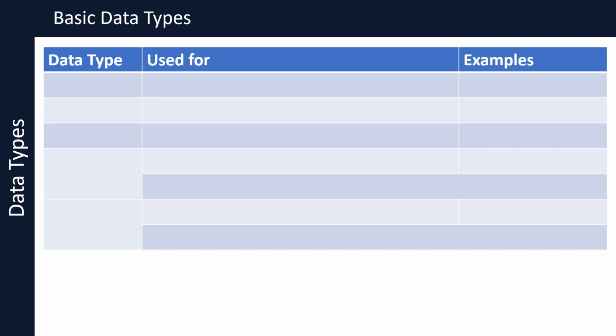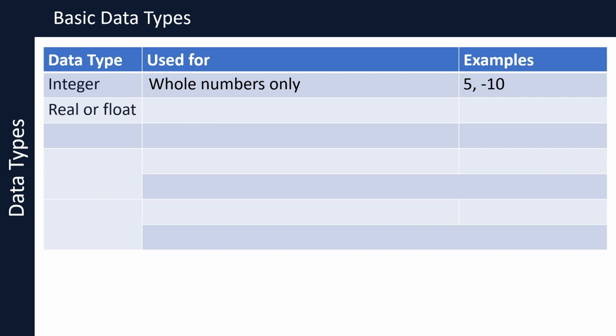Let's look at the basic data types now. First data type is integer. It is used for positive or negative whole numbers that do not have a decimal or a fractional part. For example, 5 or -10.